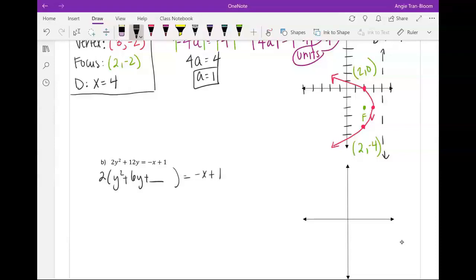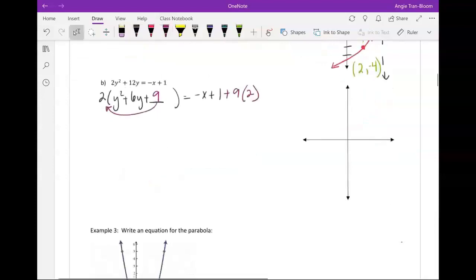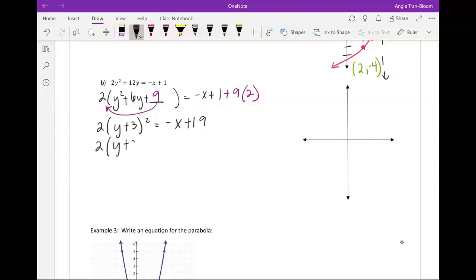We do not need to complete the square for the x because we don't need to factor that out. Half of 6 is 3, 3 squared is 9. We're going to add 9 over here, but that 9 is really being multiplied by 2, so this is really 9 times 2. This is now factored as (y + 3) squared equals a negative x. 1 plus 18 is really now 19. And then we're going to get rid of this 2 in the front very soon.